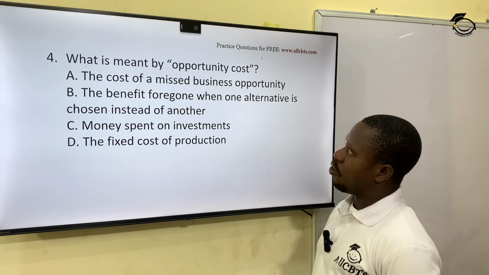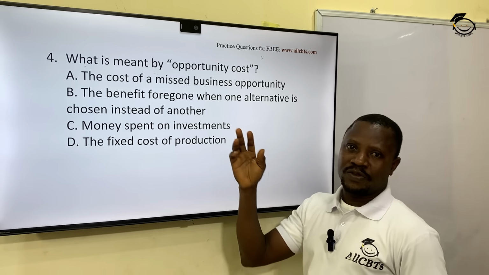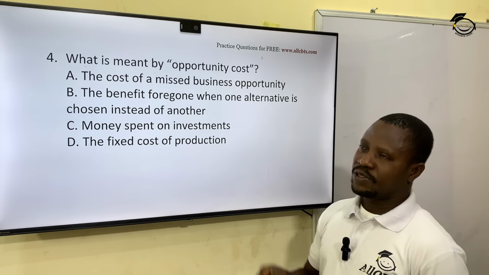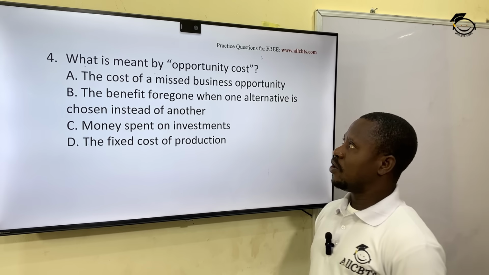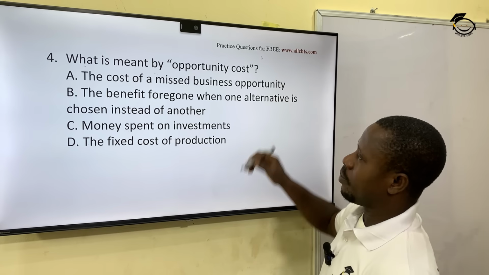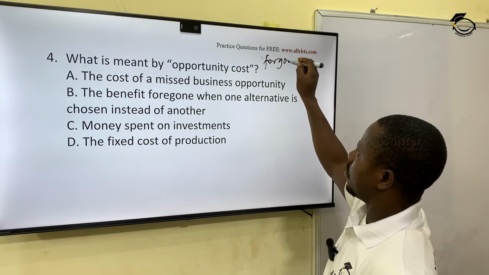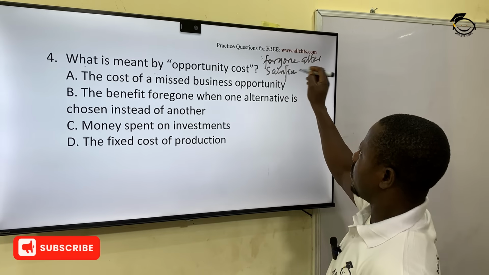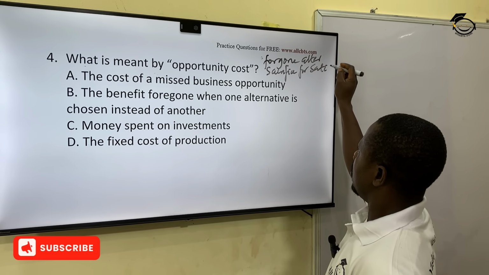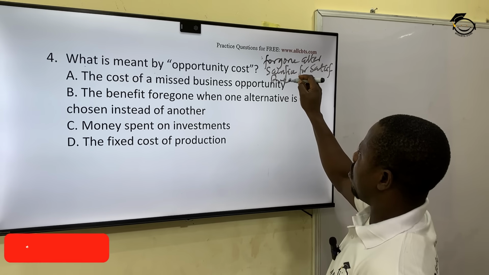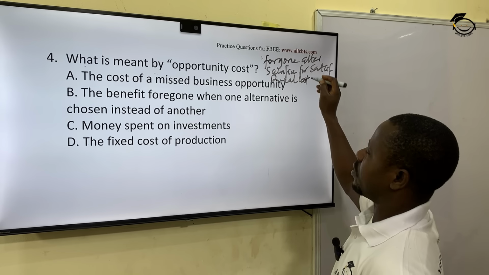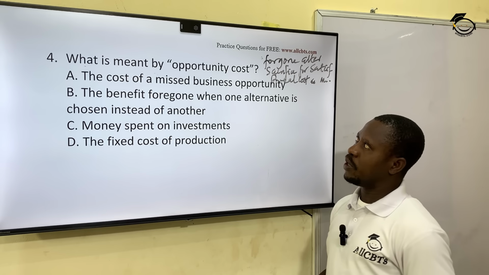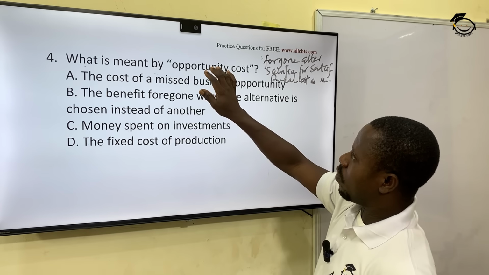What is meant by opportunity cost? This is one of the major concepts in economics, and I think in our previous videos, I've dealt with this concept over and over again. When we see opportunity cost, we are talking about the foregone alternative. We are talking about sacrifice for satisfaction. We are talking about the real costs, as against money costs. All right? Very well. So, the alternative foregone is opportunity cost.